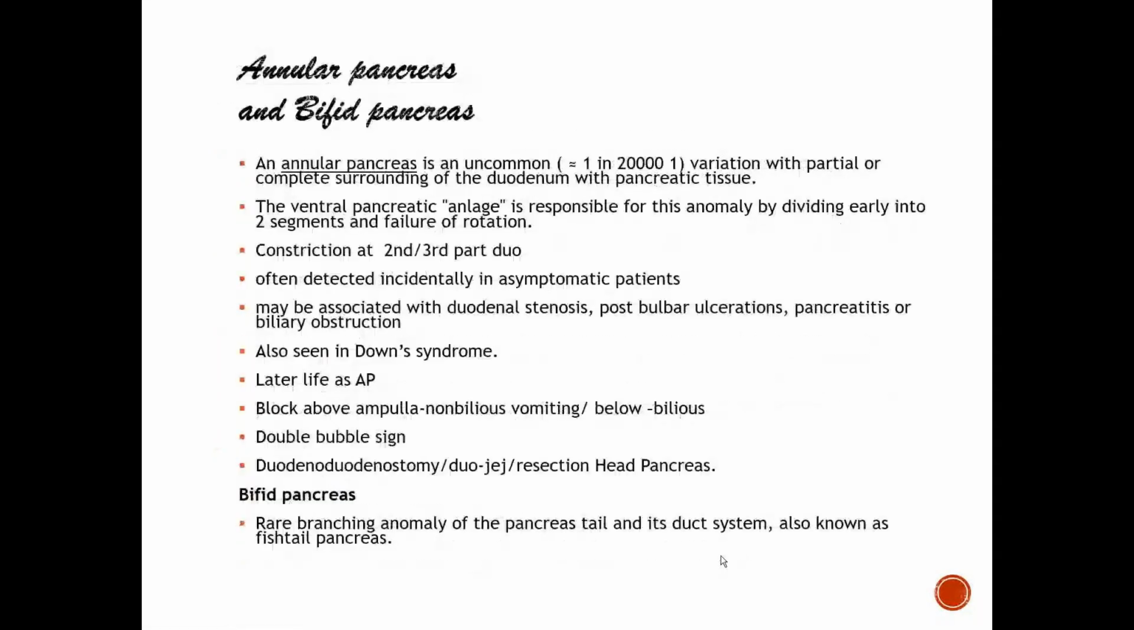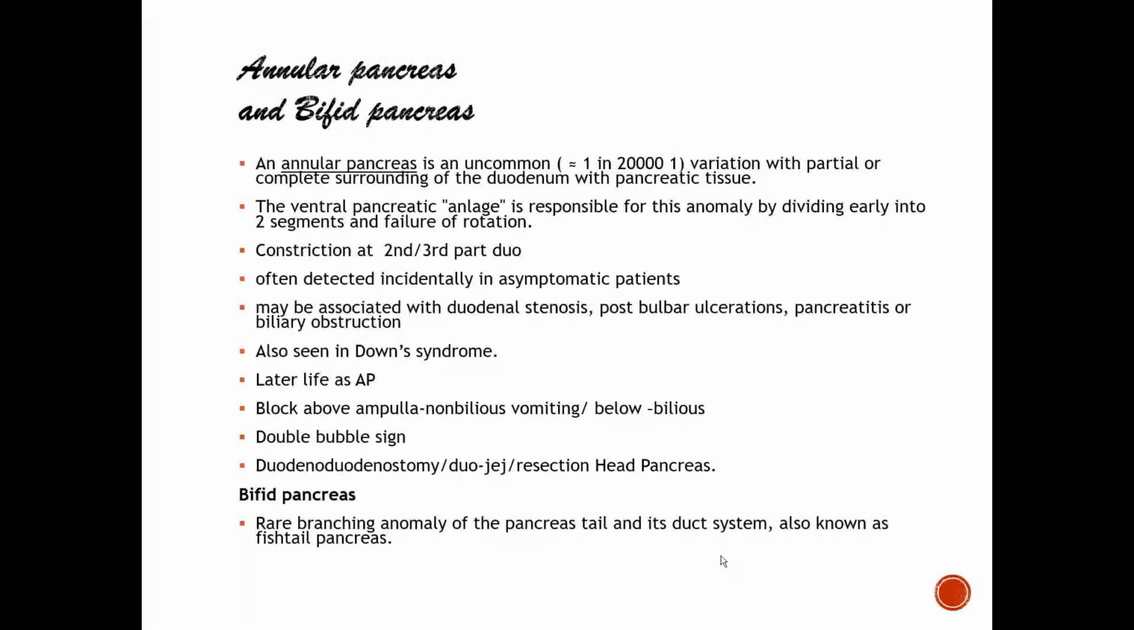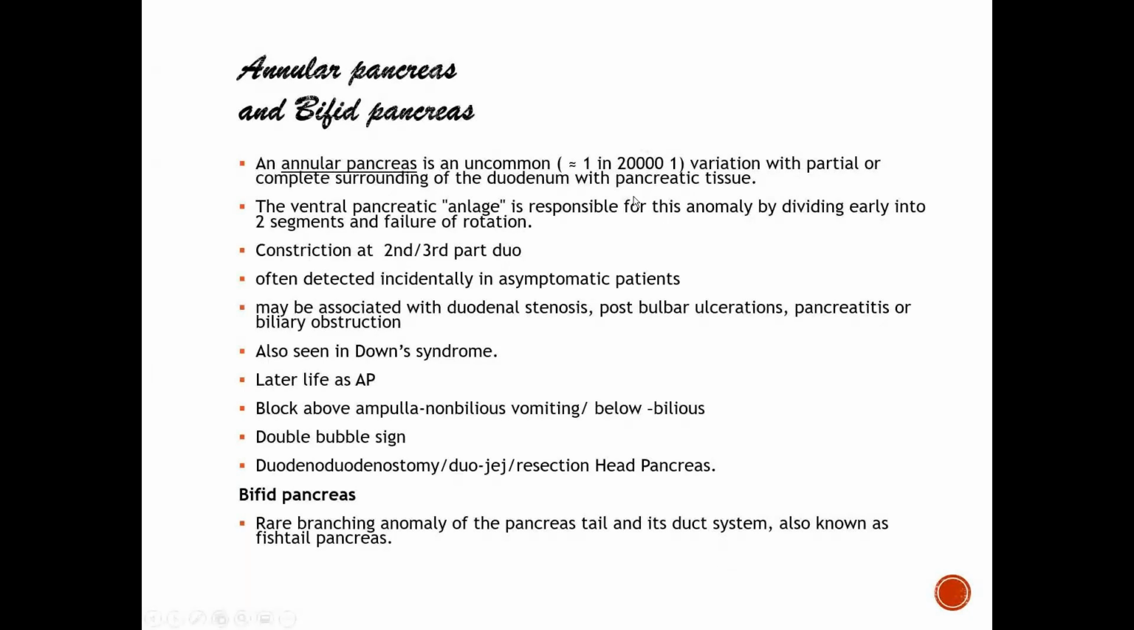The annular pancreas is a pancreas where there is deficient rotation of the ventral part and fusion of the ventral part. Occurs in 1 in 20,000 instances. Variation with partial or complete surrounding of the duodenum with pancreatic tissue. So here there is a deficient.